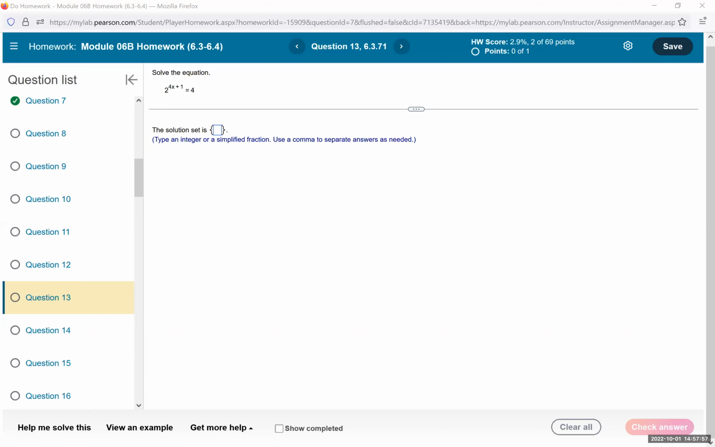All right, so this is homework. I should have written it down beforehand, sorry. It's homework 6B, number 7, okay? 6B, number 7, it's 2 to the power of 4x plus 1 equals 4, okay?